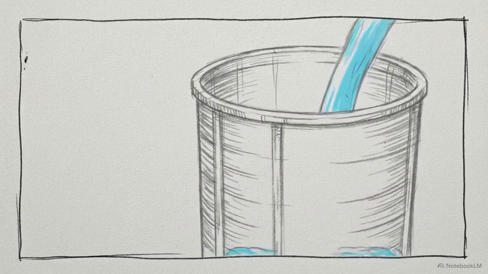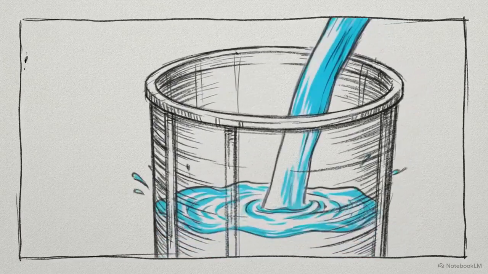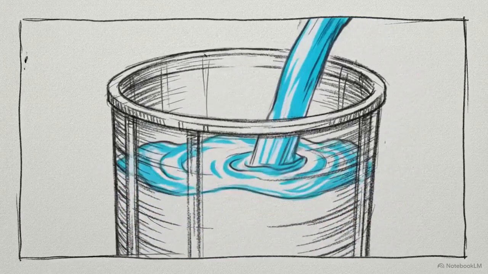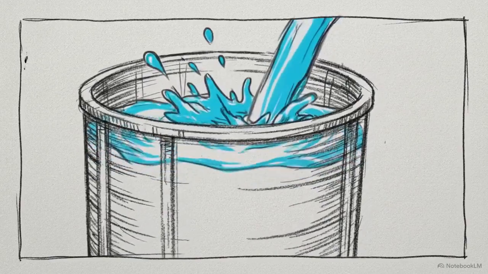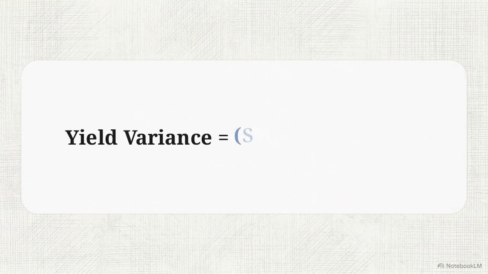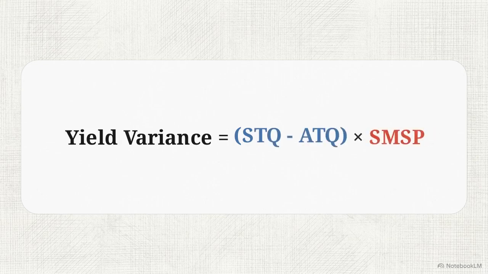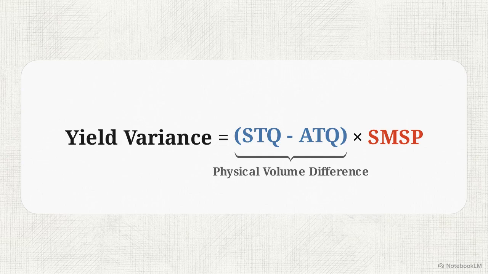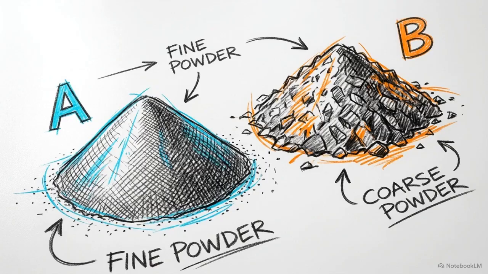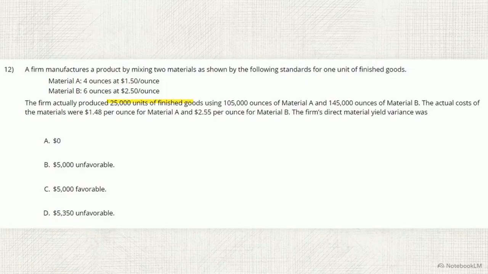This asks a different question. Regardless of the mix of inputs, did the process consume more or less total volume than allowed? The yield variance equals the difference between standard total quantity and actual total quantity multiplied by the standard mix price. It measures the physical volume difference between what was allowed and used while holding standard mix price constant. We can observe this in a firm mixing materials A and B. The firm produced 25,000 finished units.